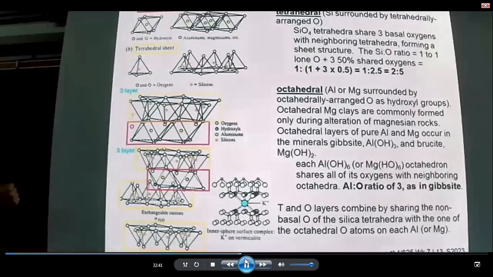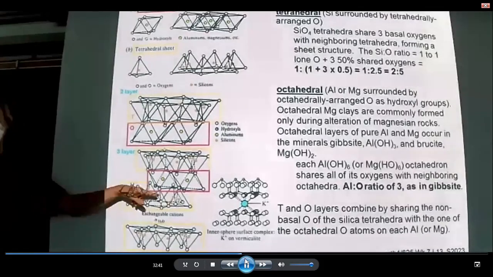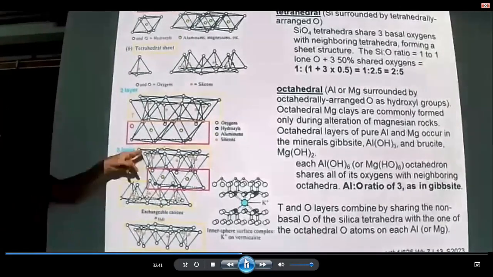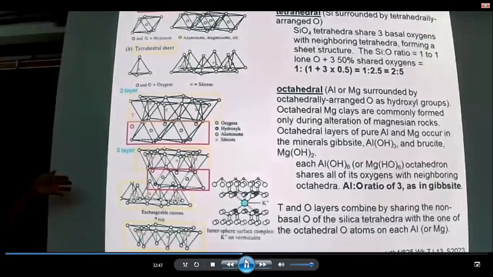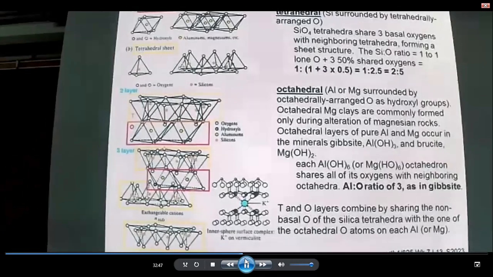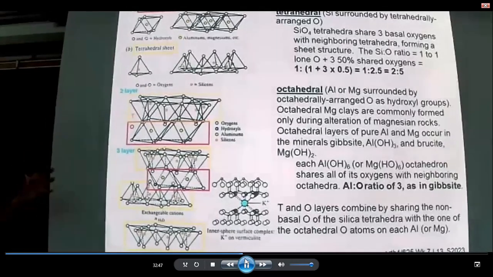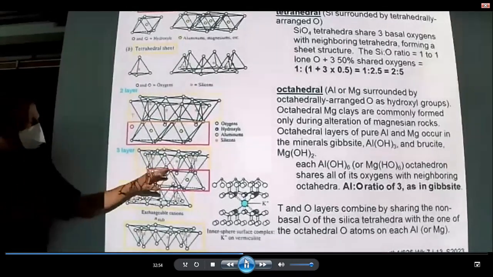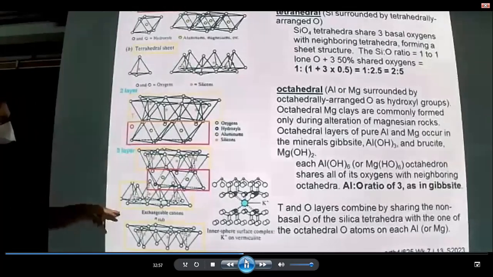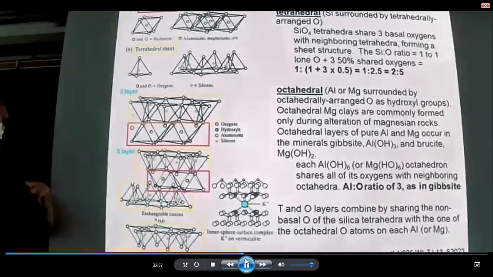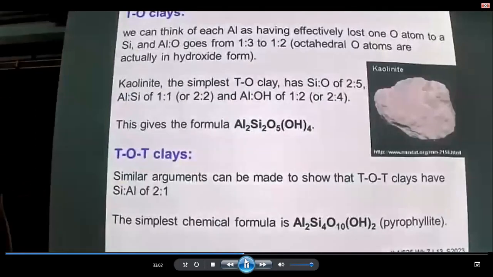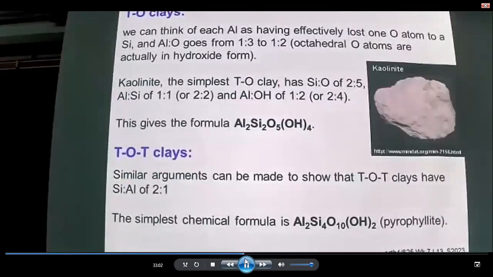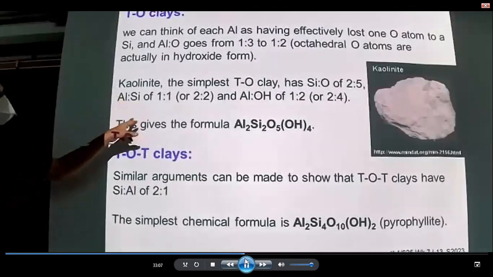Now, I also go through the stoichiometry of forming these minerals on this slide, just to point out that in a TO clay, we have a roughly 1-to-1 ratio of silicon to aluminum, but in a TOT clay, we have twice as much silicon as aluminum. And so you can usually tell from the chemical structure that if there's twice as much silicon as aluminum, it's probably a TOT clay. And that is described in a little bit more detail here.